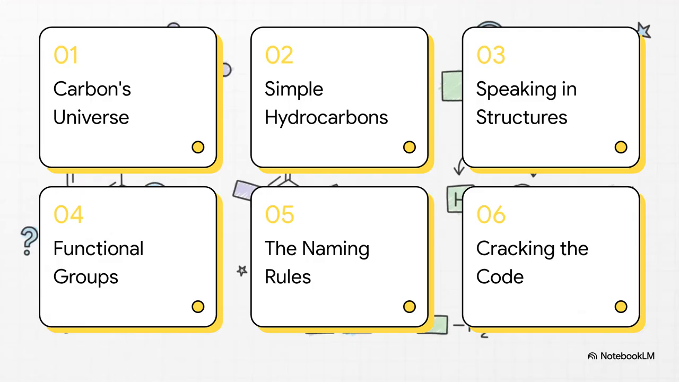So here's our game plan. First, we're going to figure out why on Earth we even need a universal naming system. Then we'll get to know the simplest organic molecules and learn the different ways chemists sketch them out. After that, we'll kick it up a notch with something called functional groups, learn the actual rules of the road for naming, and finally, we'll put it all together to crack that chemical code that looks so intimidating at first.